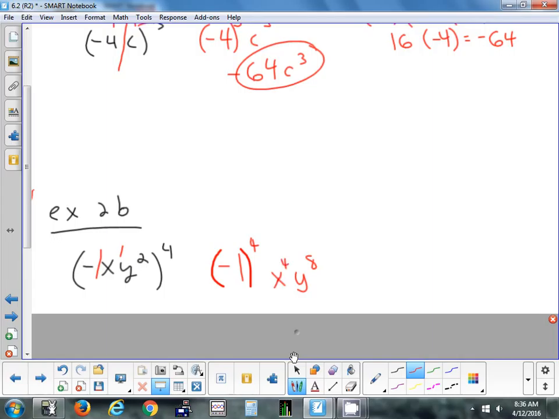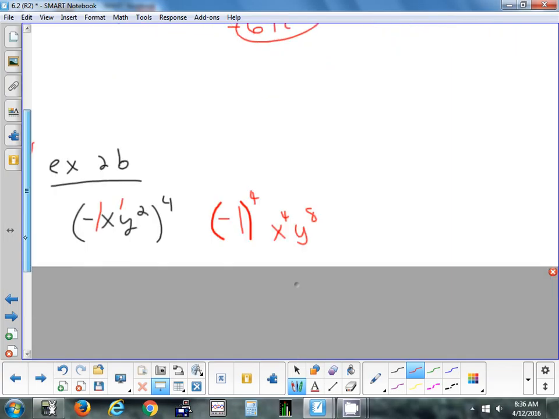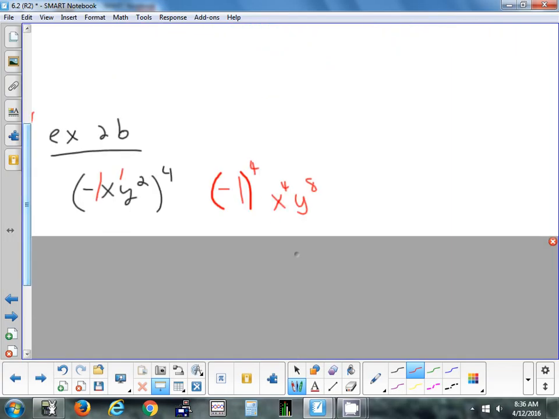Wait, I'm confused. Where'd you get the -1 from? What I do is, when I see a negative sign, I put a 1 there, so I don't confuse myself. I don't want you to think of this as -x. It's not -x. Right? There's a negative sign there. All right? So I'm going to put a 1. All right? -1 to the 4th power.